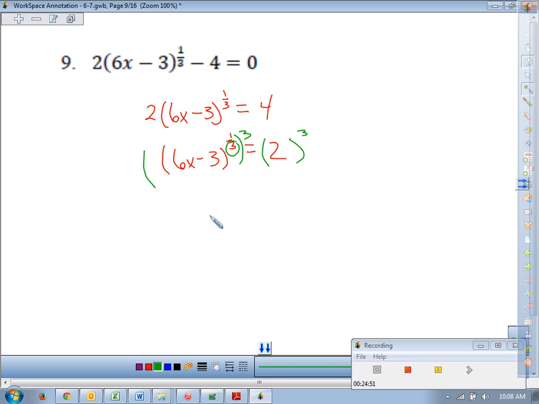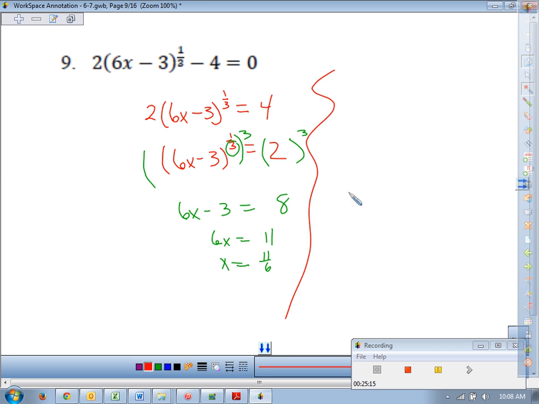6x minus 3 equals... Did I make a mistake? Am I good? Okay, 8, right? So then 6x equals how much? 11. That means x would equal what? Oh, nasty. Good for it. Let's check him.